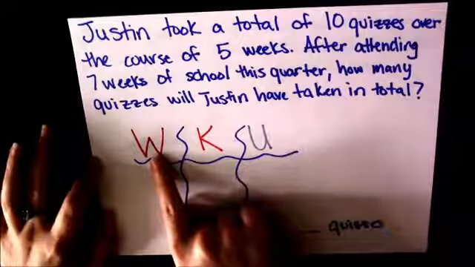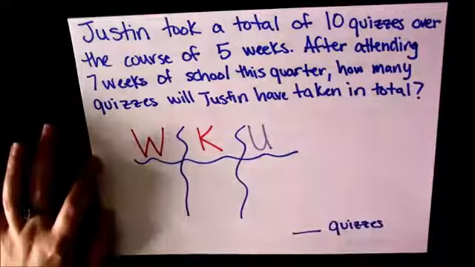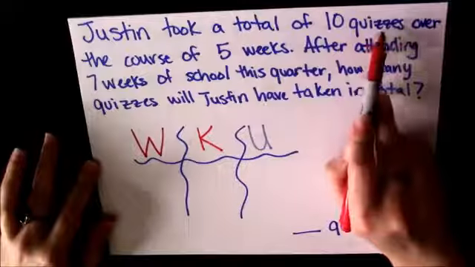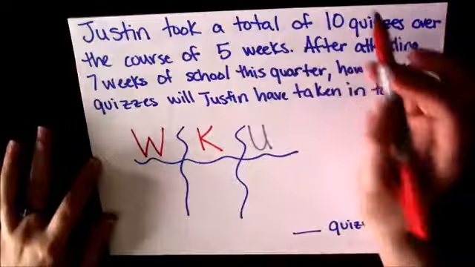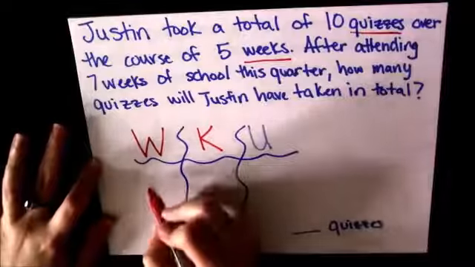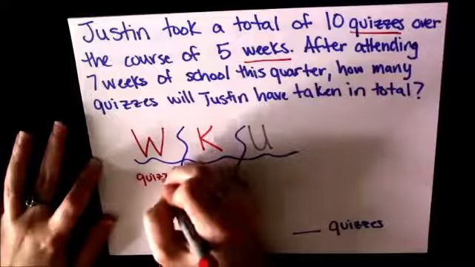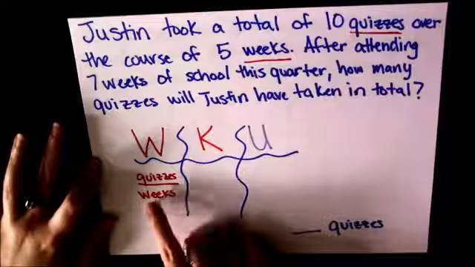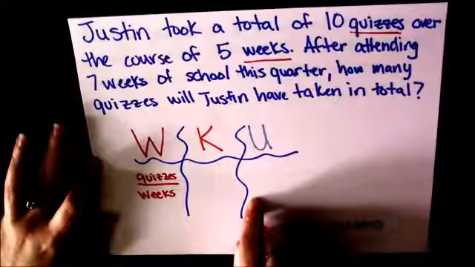So W stands for words. What am I comparing? So let's look through and figure out what am I comparing. So it says Justin took a total of 10 quizzes over the course of 5 weeks. So in my first sentence, I know that I'm comparing quizzes to weeks. So under W, I'm going to write quizzes over weeks. I need this so my ratio, or what I'm comparing, stays consistent throughout my problem.